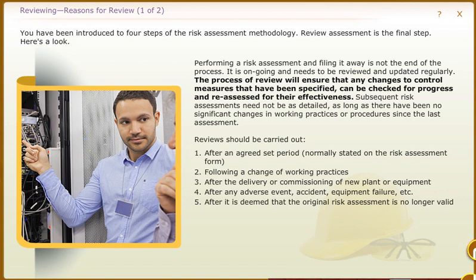Subsequent risk assessments need not be as detailed as long as there have been no significant changes in working practices or procedures since the last assessment. Reviews should be carried out after an agreed set period, normally stated on the risk assessment form. Following a change of working practices. After the delivery or commissioning of new plant or equipment. After any adverse event, accident, equipment failure, etc. After it is deemed that the original risk assessment is no longer valid.